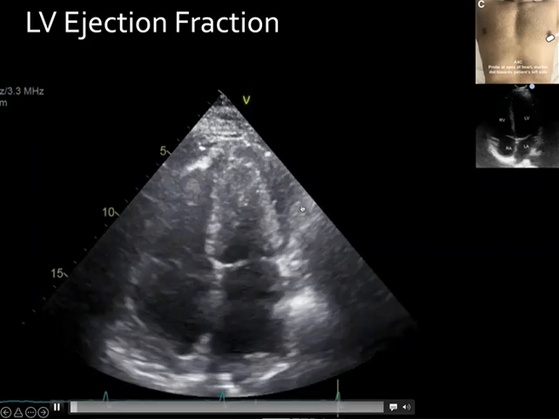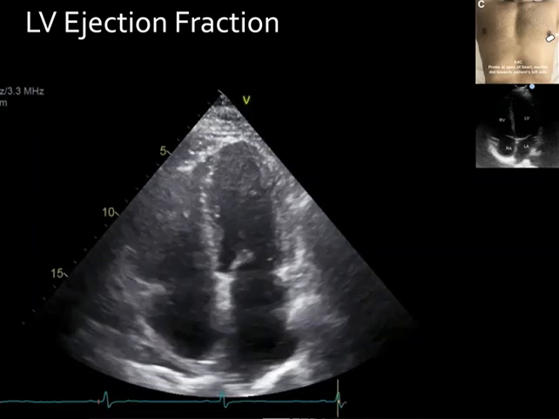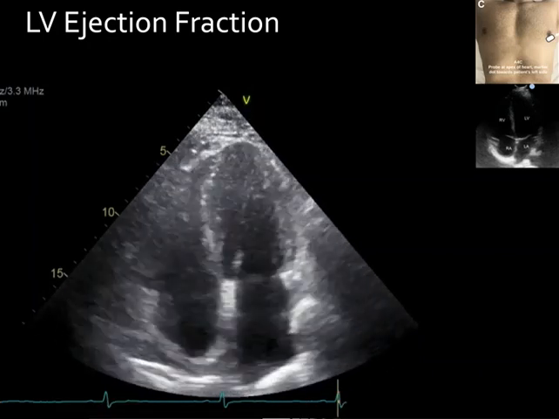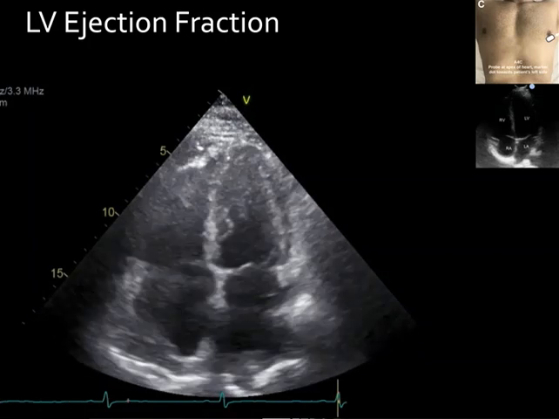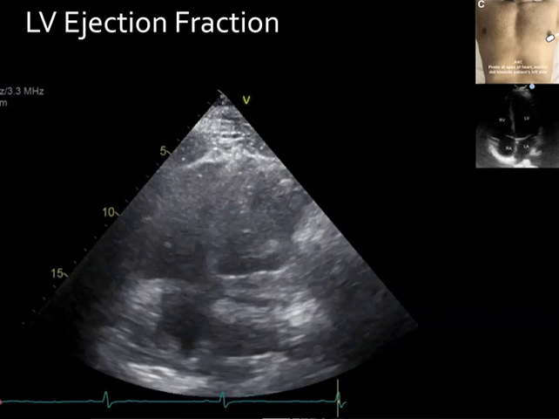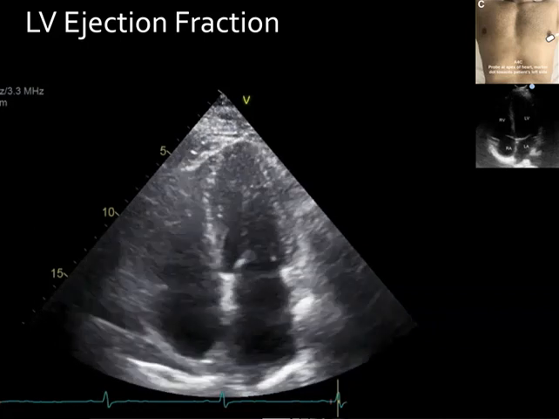I actually just pulled these images from patients who are in the ICU right now. I wanted to be very real about the quality of the studies that we tend to get. We should still be able to discern quite a bit from these studies.